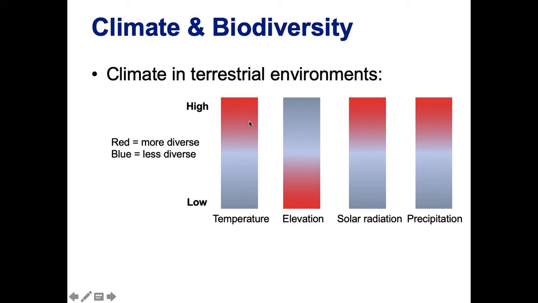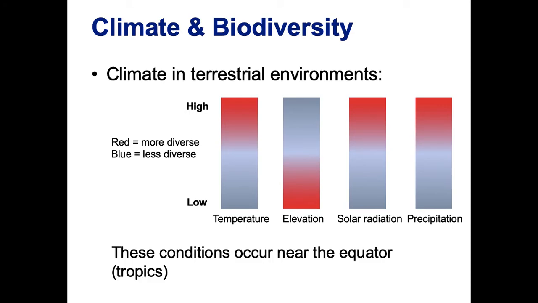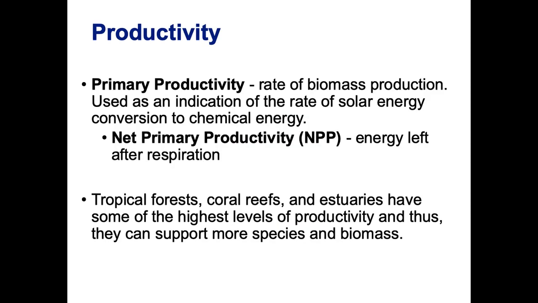Higher temperatures tend to be more diverse. Lower elevations, which also tend to be warmer, have higher diversity. Areas with more solar radiation, which is related, of course, to temperature, and areas with more precipitation tend to have more diversity. These conditions tend to occur near the equator, the tropics, exactly what we see with patterns of biodiversity.